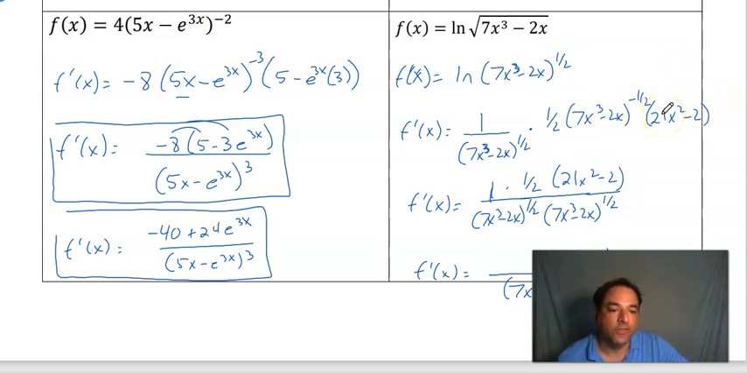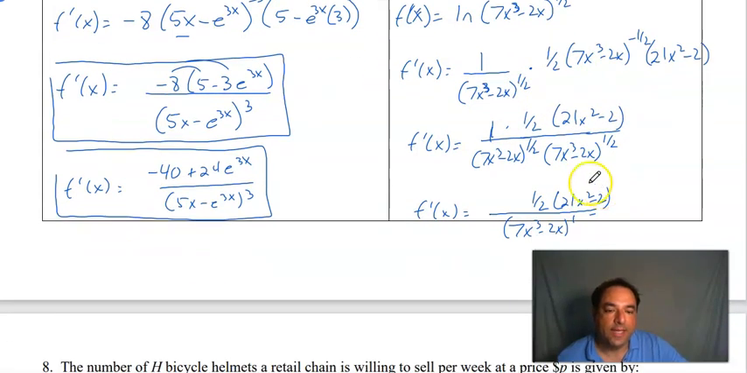So the derivative of 7x to the third is 21x squared. The derivative of 2x is 2. Then we bring that down. We have 1 times a half times 21x squared minus 2. Then negative a half is brought to the bottom. There's already 7x cubed minus 2x to the 1 half in the bottom. Then 7x cubed minus 2x to the 1 half.